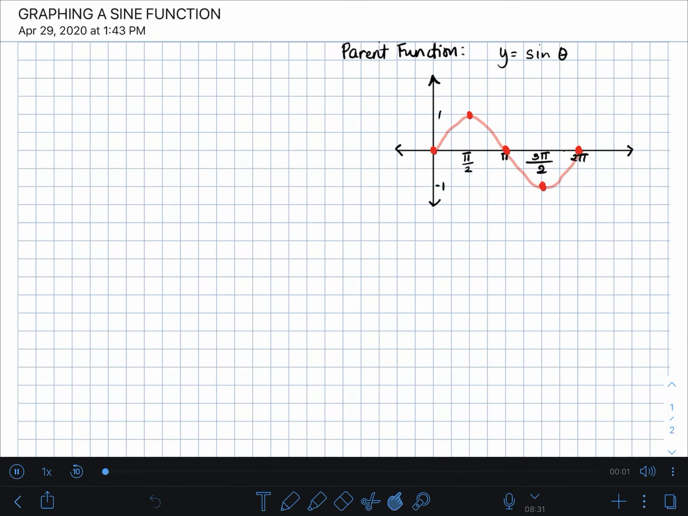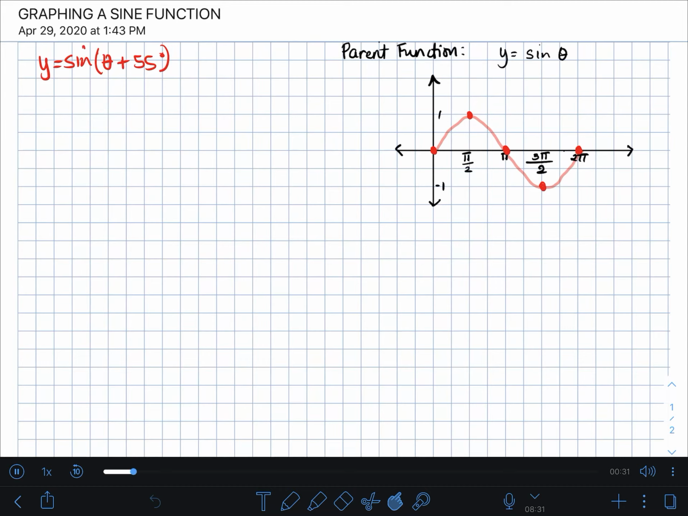What you see on the right is the parent function of y equals sine theta. And this is how we're used to graphing our function. Now, today I'm going to show you a different way of graphing, and I'm going to use this problem, y equals sine theta plus 55 degrees, to illustrate that.